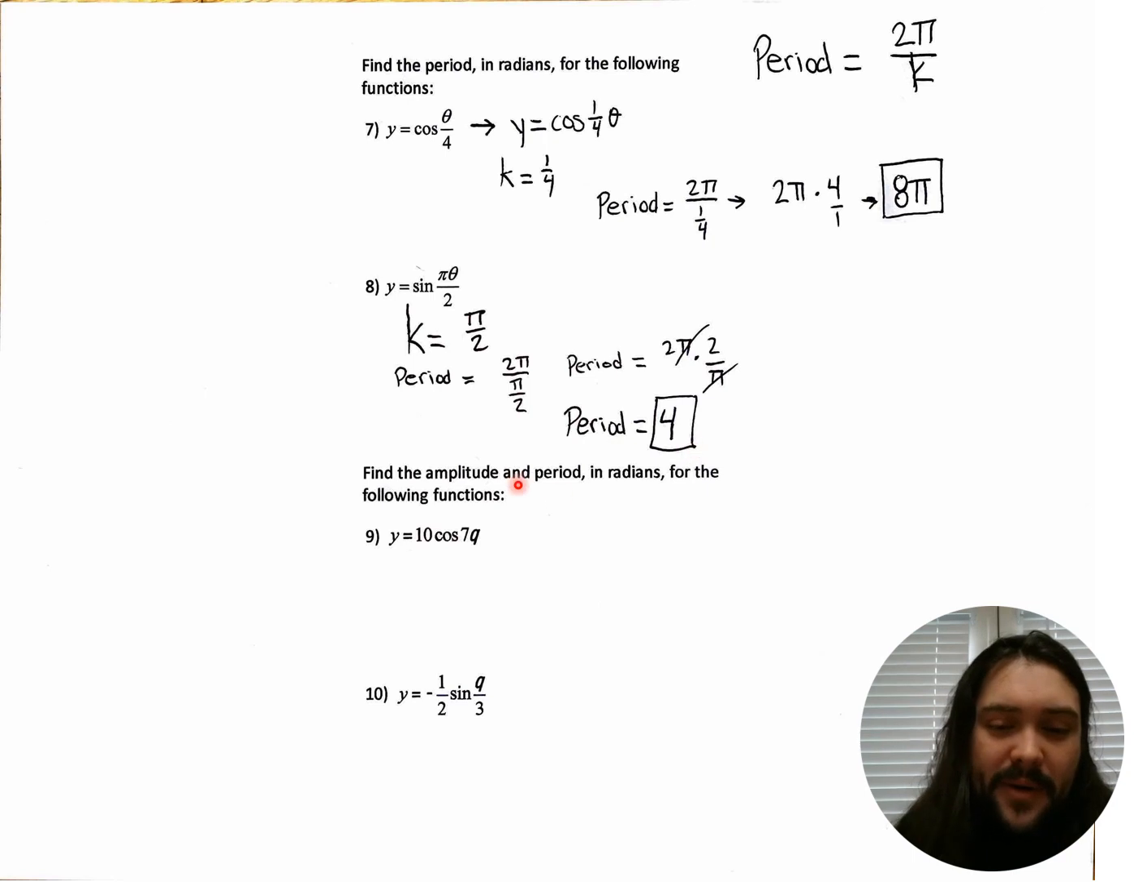Now that's not 4 pi radians, that's 4 radians. That's not even one time around the circle. That's almost 2/3 around the circle. So don't get that confused with 4 pi radians.